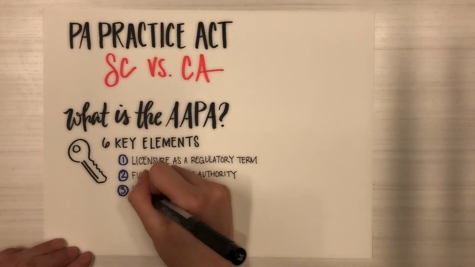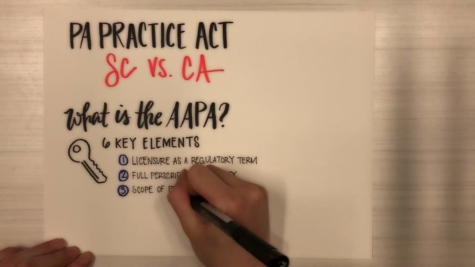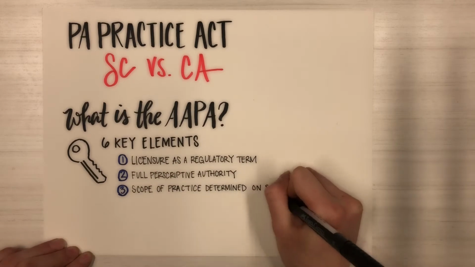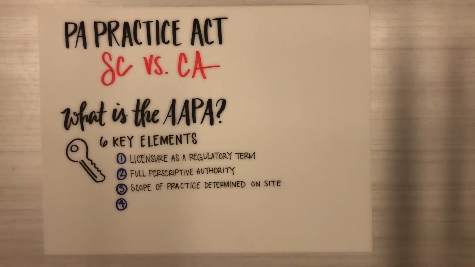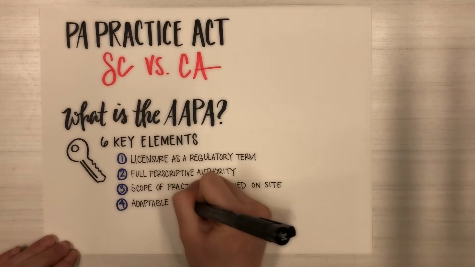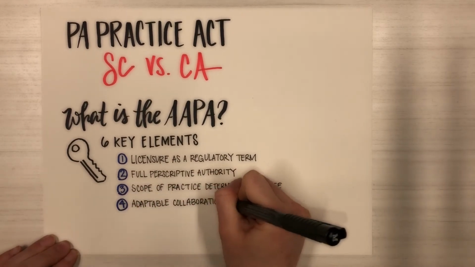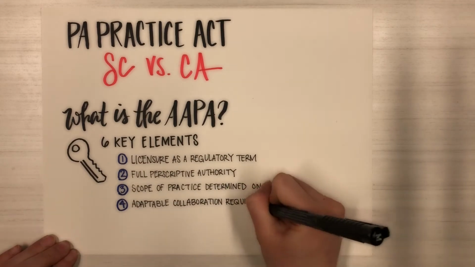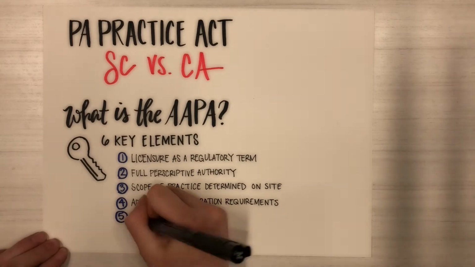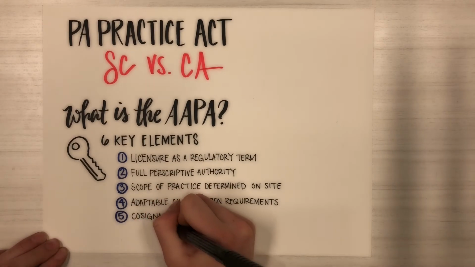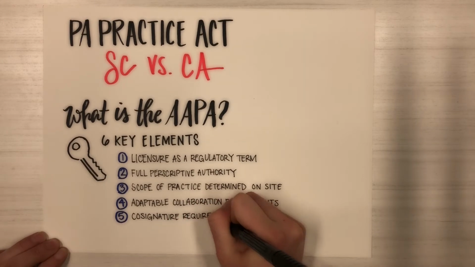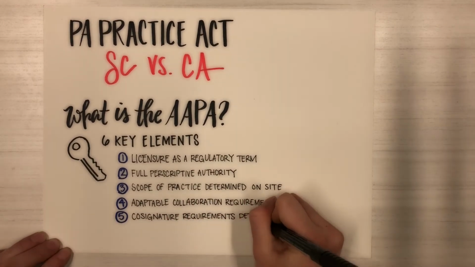Number 3 is the scope of practice is determined at the site instead of determined by the state government. Number 4 is adaptable collaboration requirements. This as well would be determined at the site. Number 5 would be the co-signature requirements determined at the practice level, whether that means that 10% of the charts need to be signed or 30% of the charts, depending on what is best fit for that specific practice.